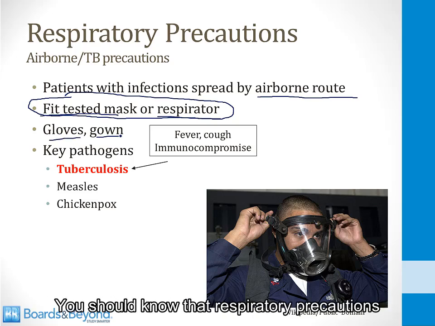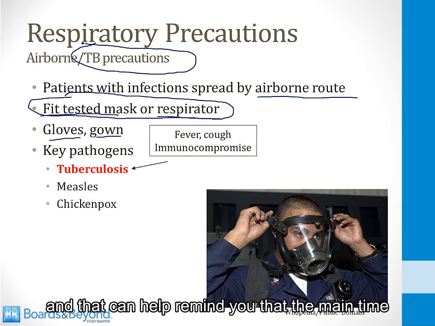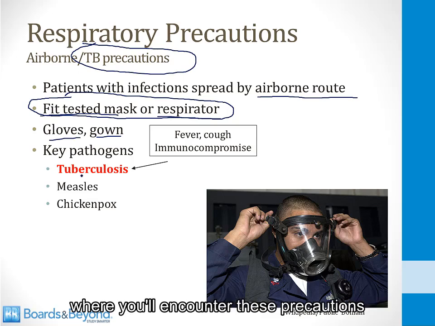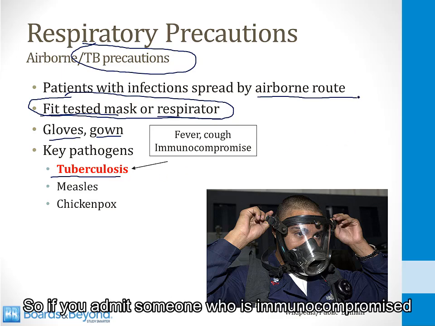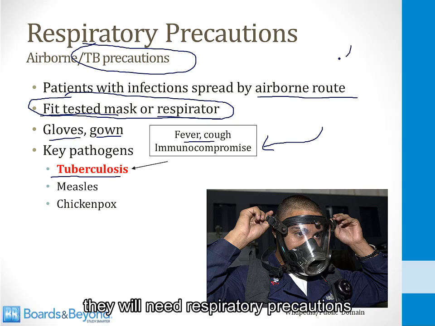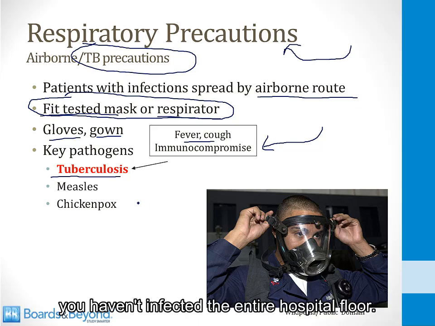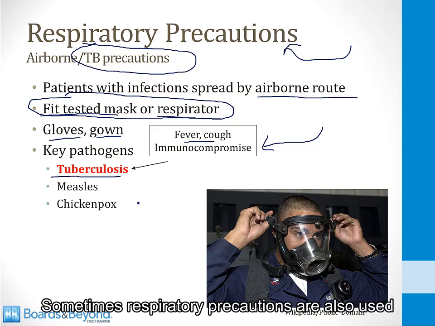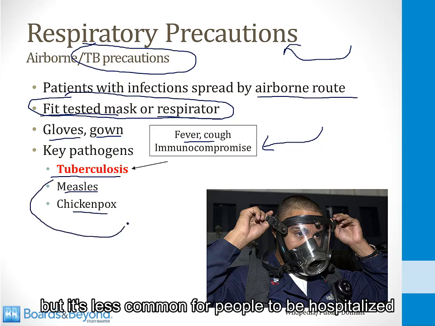You should know that respiratory precautions are often called TB precautions, and that can help remind you that the main time where you'll encounter these precautions are in someone who you suspect of having tuberculosis. So if you admit someone who is immunocompromised to the hospital with fever and a cough, they will need respiratory precautions to make sure that if it turns out they have tuberculosis, you haven't infected the entire hospital floor. Sometimes respiratory precautions are also used for measles and chickenpox, but it's less common for people to be hospitalized with these types of infections.